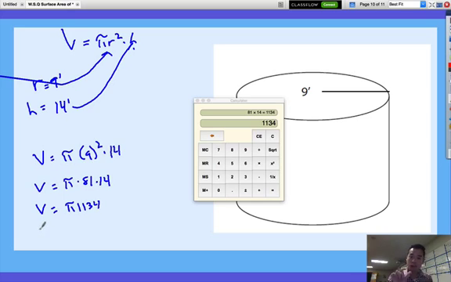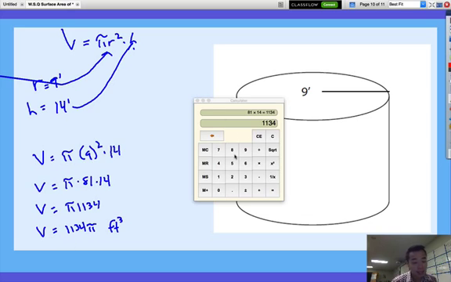Now remember, exact form is one where you have the pi symbol. So volume is equal to 1,134. We want the number first. General rule of thumb, makes it look nice and pretty. Pi. And since we're doing volume, since it's feet, it's feet cubed. Volume is always cubed because you're trying to find that capacity, the inside area. So there we go. That's how you find volume in exact form.